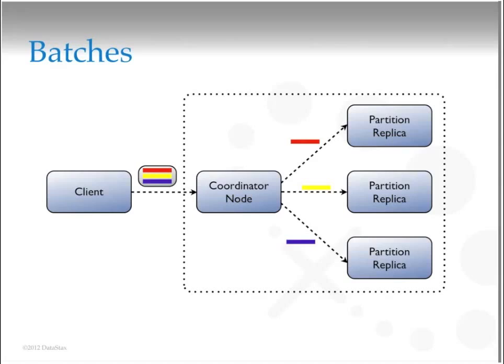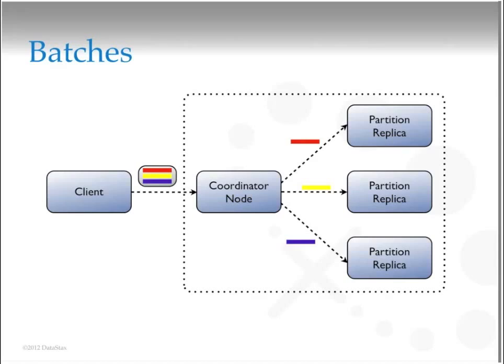Cassandra batches only go in one direction. You give it the entire batch at once, and Cassandra says, okay, I'm going to make this happen. So there's no concept of rollback. There's just the concept of here's a bunch of updates that I need you to make happen all together.